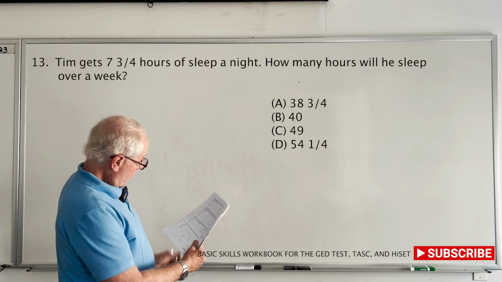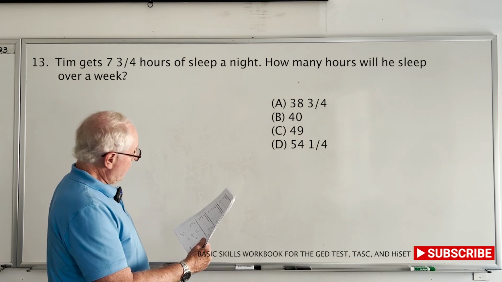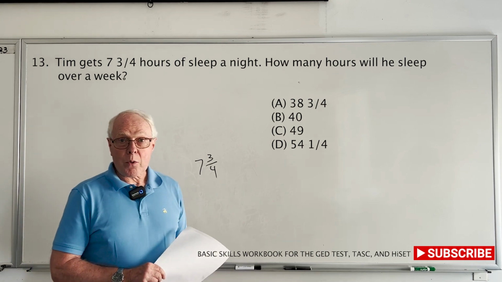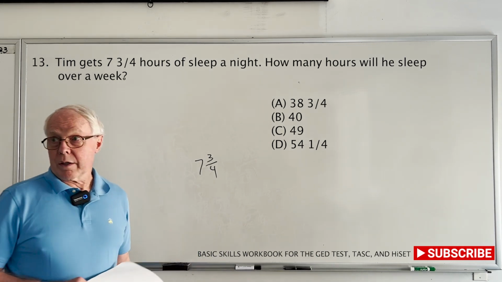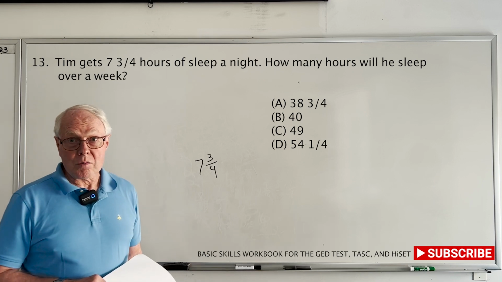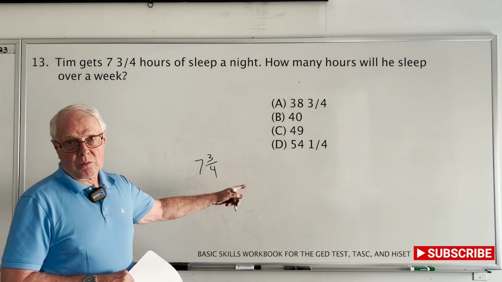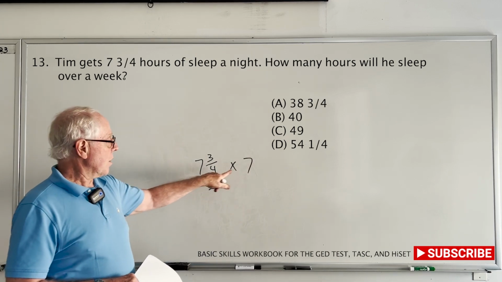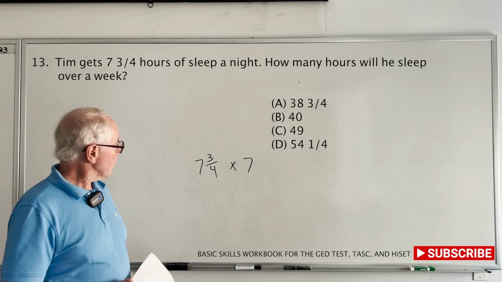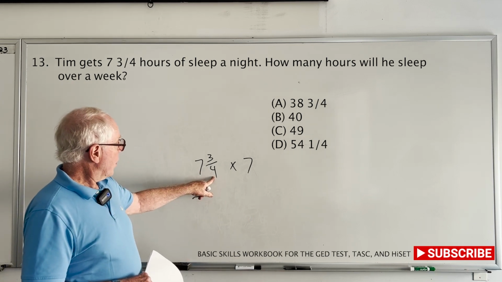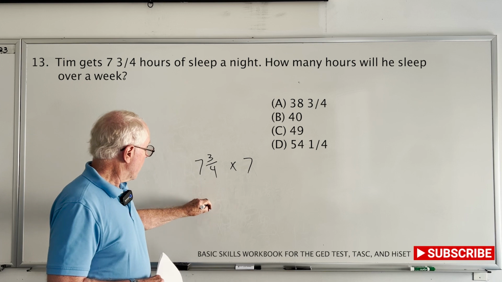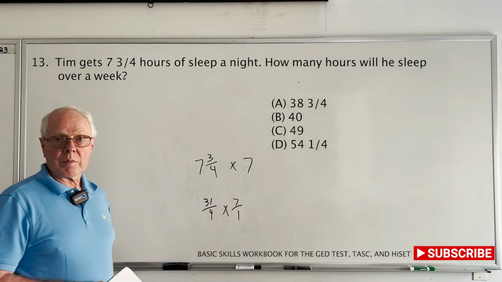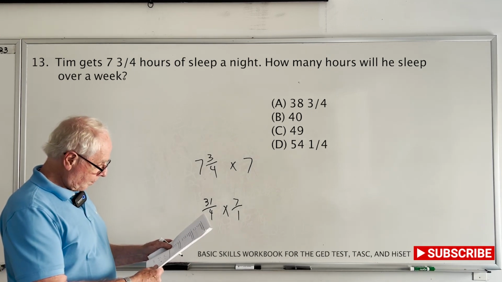Tim gets 7 3/4 hours of sleep a night. Not bad. How many hours will he sleep over a week? So, multiplication. We could add 7 3/4 7 times, but I don't want to do that. I want to know 1 night's sleep times 7, what's the total? 7 times 4 is 28, 29, 30, 31, 31/4 times 7.